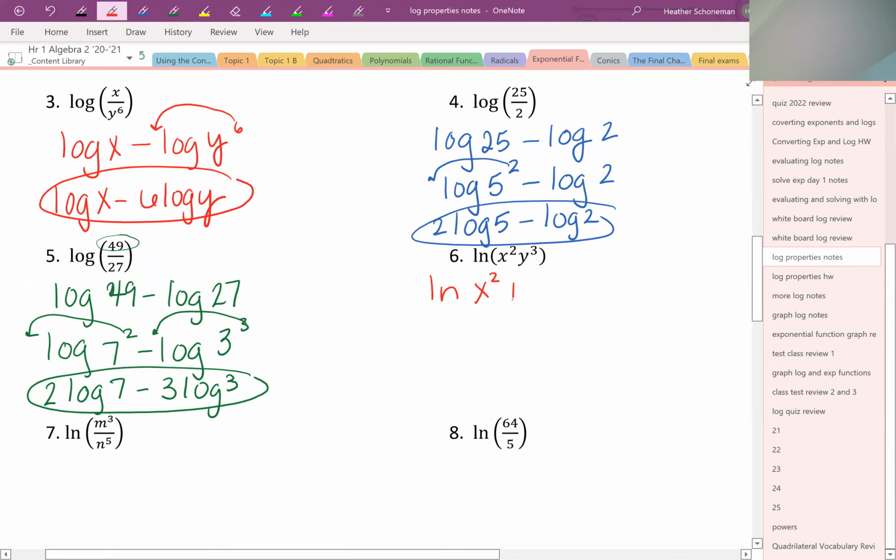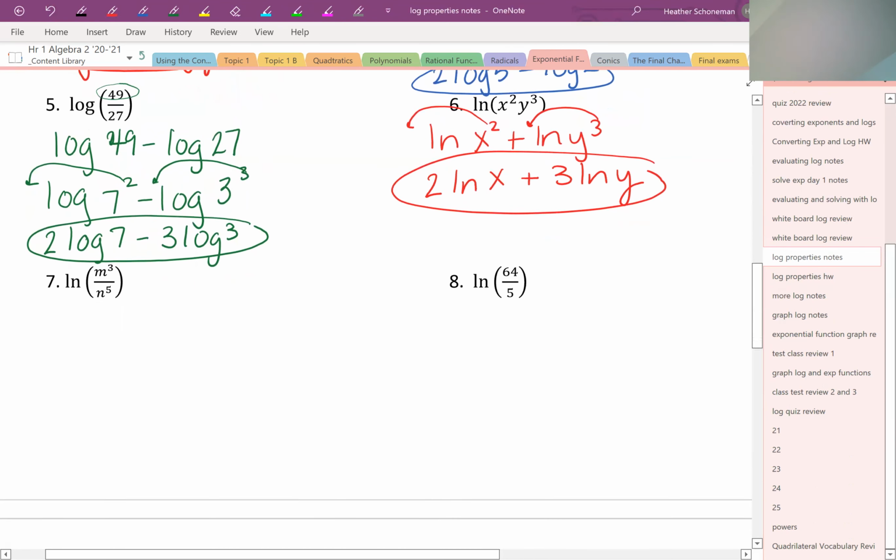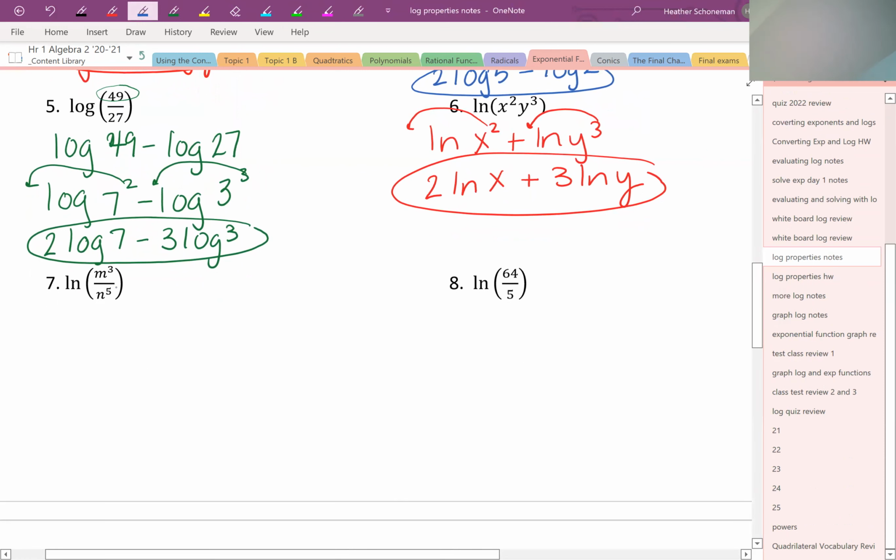So I have the natural log of x squared plus the natural log of y cubed. But I'm not done until I move the number out front. So I have 2 times the natural log of x plus 3 times the natural log of y, and there's my answer.